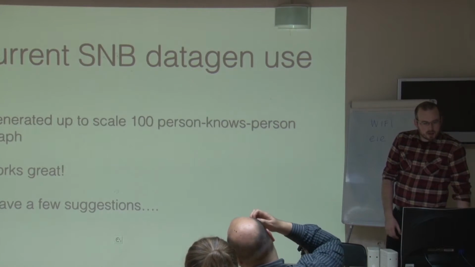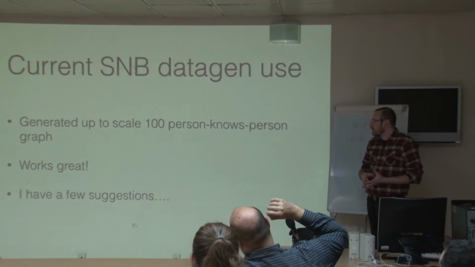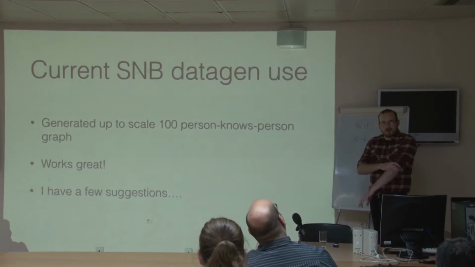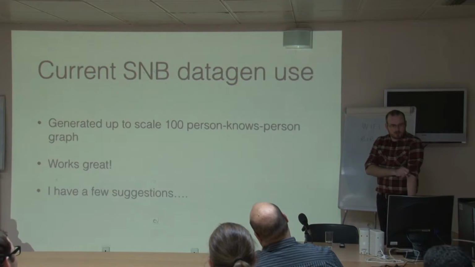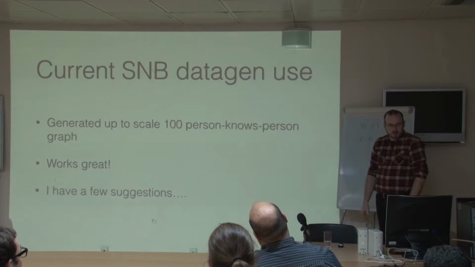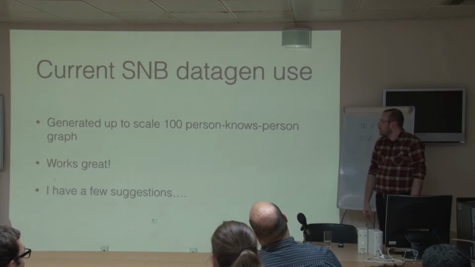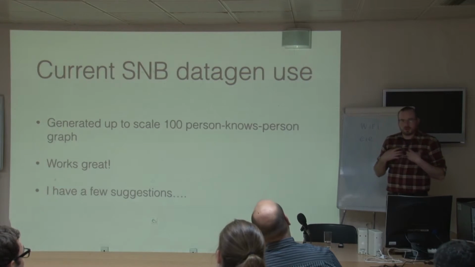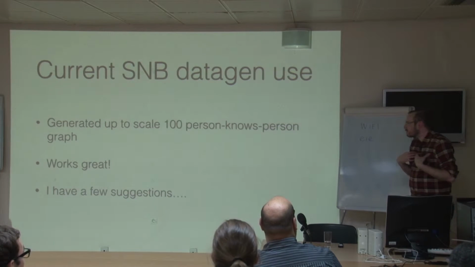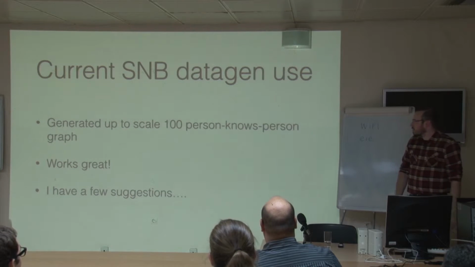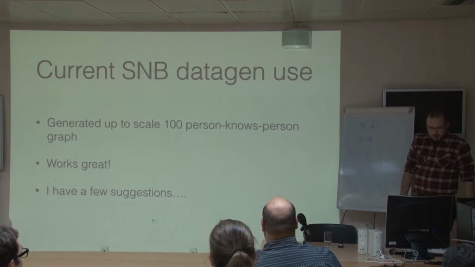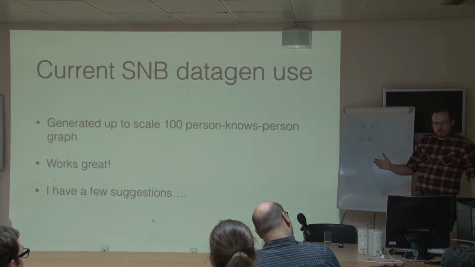Okay. And so one solution to that is to generate our own data. And of course, that's what we're trying to do by using the social network benchmark dataset generator. So far, and this is largely due to my inexperience configuring Hadoop, we've been able to generate up to a scale 100. And that works great. And we're able to run on that.